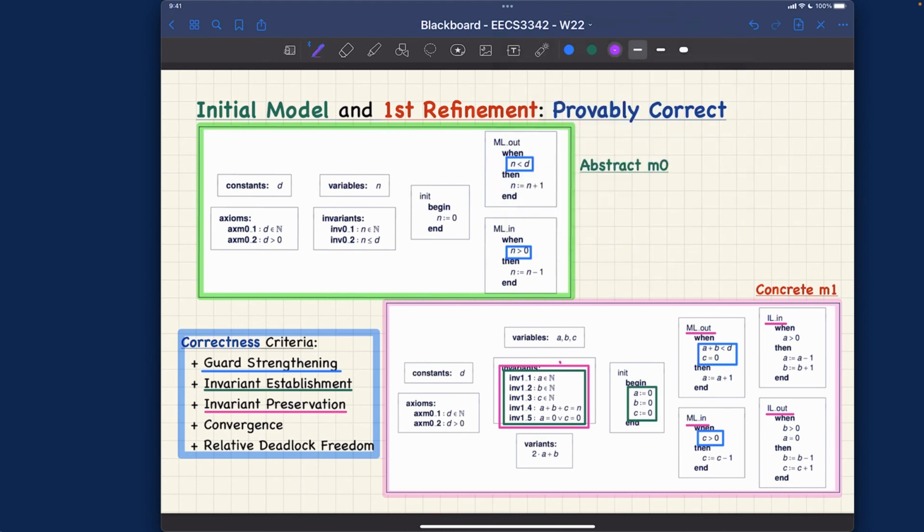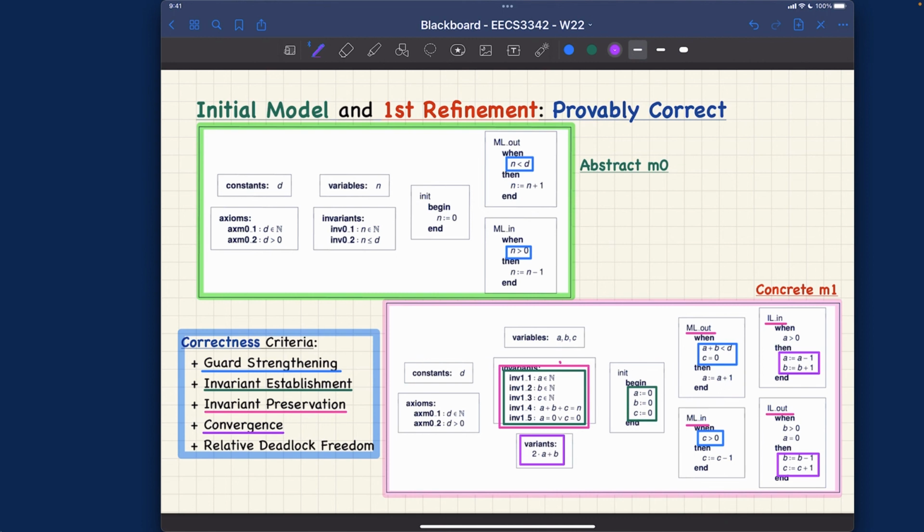And we talk about convergence. Convergence is really about the new events, so we talk about IL_in and IL_out. Convergence is also about introducing a variant, and that's really important to understand. We want to make sure the variant is always non-negative, and also strictly decreased by the action of the new events. You can think about this part over here and also this part over here. So that'll be for the new events.